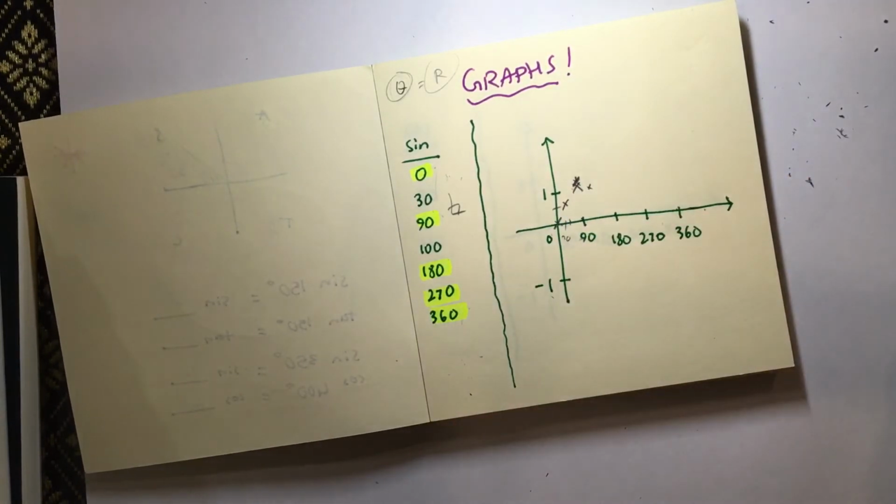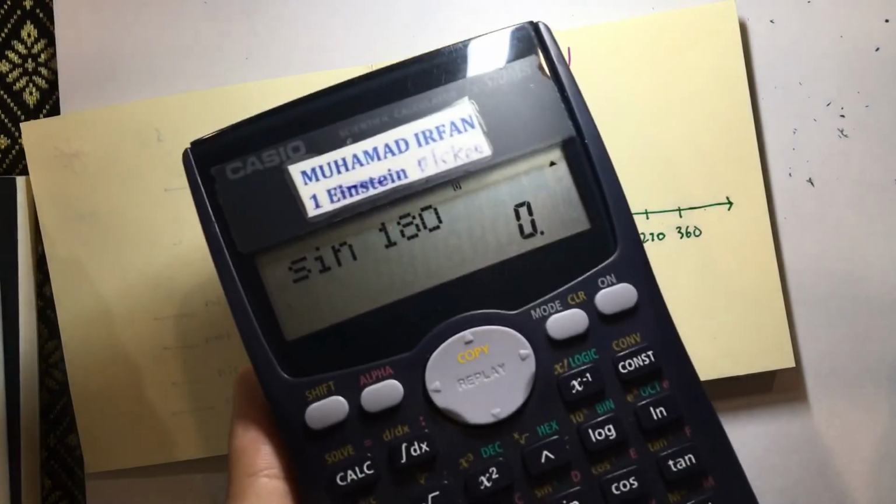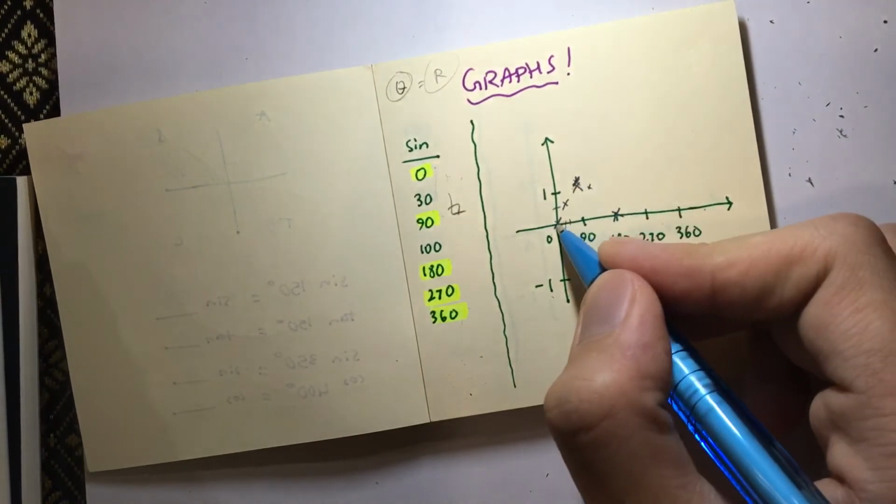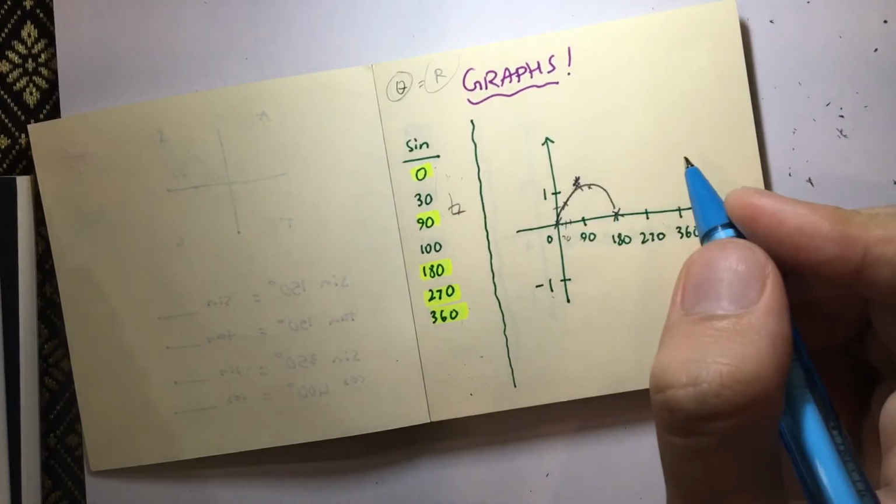And sine 180 goes back to 0. So you can see it goes back down. So if you connect the dots, you'll get a curve like this.